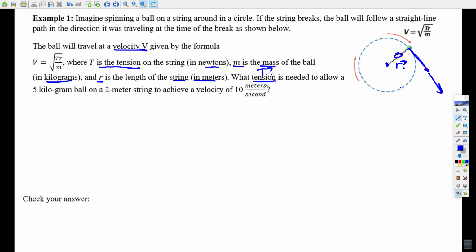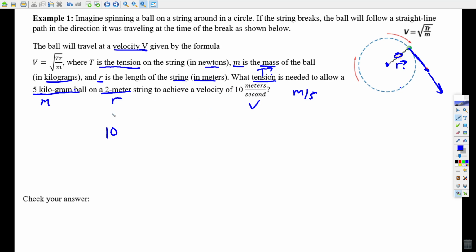We don't know tension. What tension is needed to allow a 5 kilogram ball on a 2 meter string to achieve a velocity of 10 meters per second? That's how you read that. I was going to shorthand it, but I didn't know if you would know what m per s was, meters per second. Okay, let's label some of the stuff. The 5 kilogram ball is how much it weighs, and the mass stands for m. The 2 meter string is how long the string is, that's r. And a velocity of 10 meters per second goes in for the capital V. What we don't know is the tension.